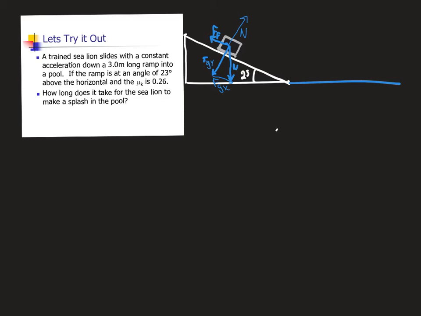We know that it's sliding with a distance of 3 meters. We should also probably write out that the mu sub k is equal to 0.26. Distance, and we'll say in the x direction.